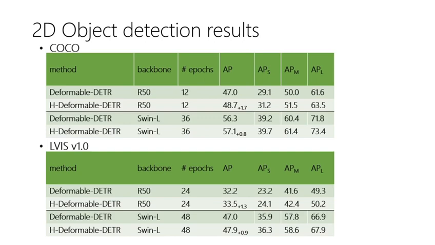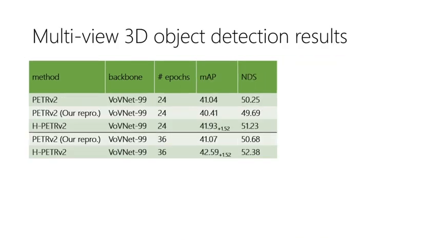We choose the very recent representative DETR-based approach, PETRv2, to verify the generalization ability of our approach for 3D detection based on multi-view images. This table summarizes the detailed comparison results. We can see that our H-PETRv2 significantly improved the NDS score of the baseline PETRv2 on the nuScenes dataset, thus showing that our hybrid matching improves the localization accuracy of 3D object detection predictions.